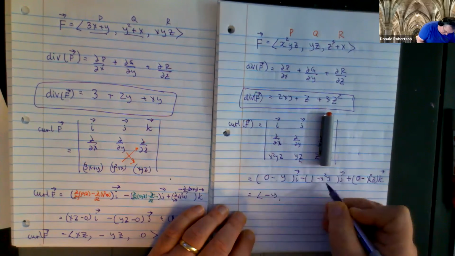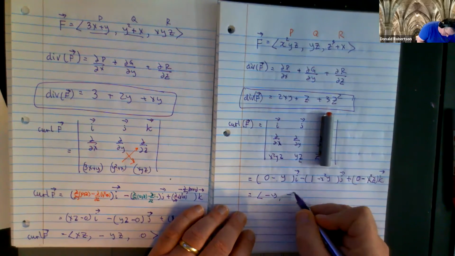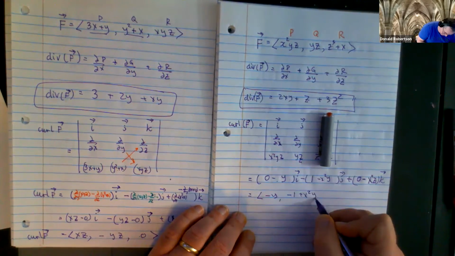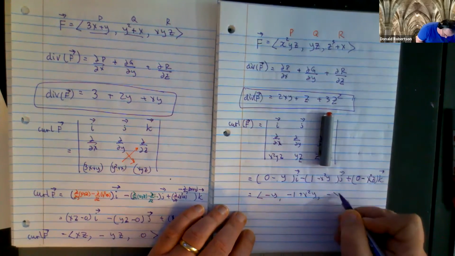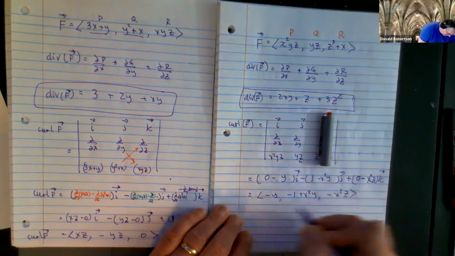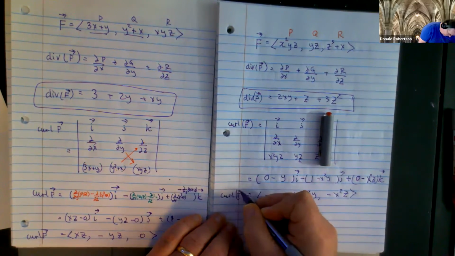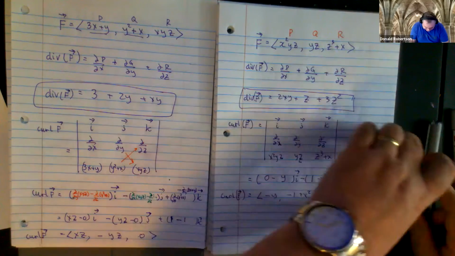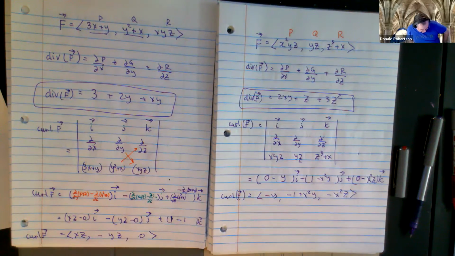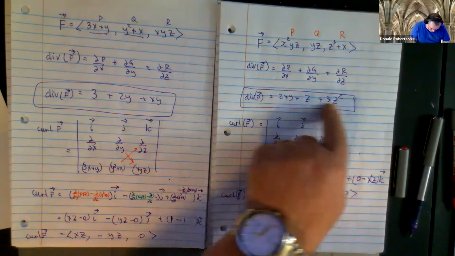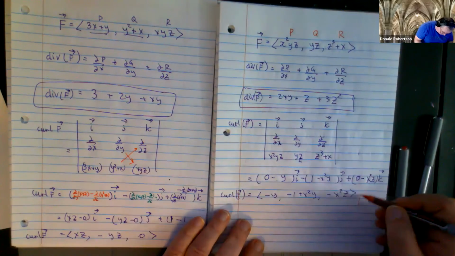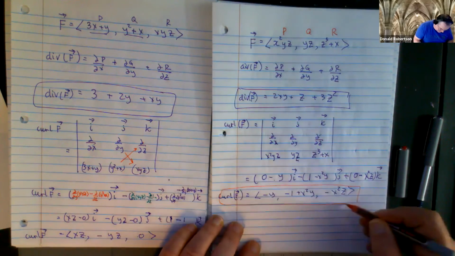Tidy that up. The negative of all this is a bit messy, but you get that. And tidy this one up, you get that. So the div of F is that scalar, and the curl of F is this vector.